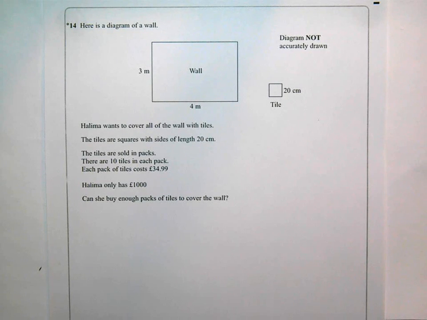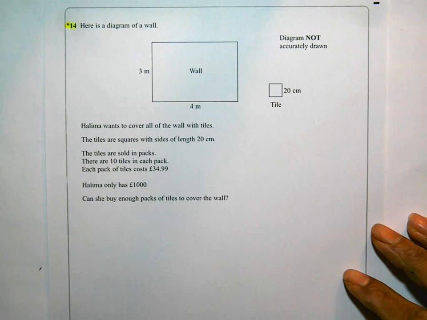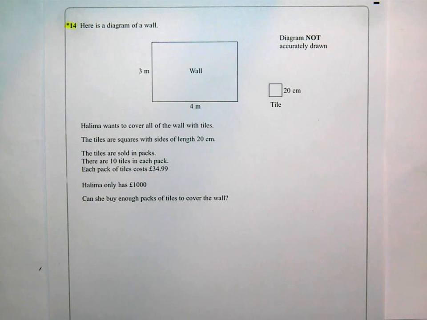This is question 14 on the foundation calculator paper. There's a star next to the question number, so I know there's quality of written communication marks for this question. So that means I need to state my answer clearly and write a sentence as part of my final result.